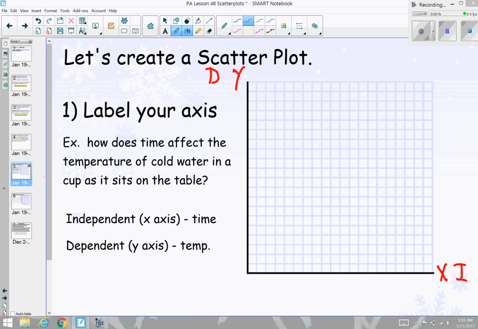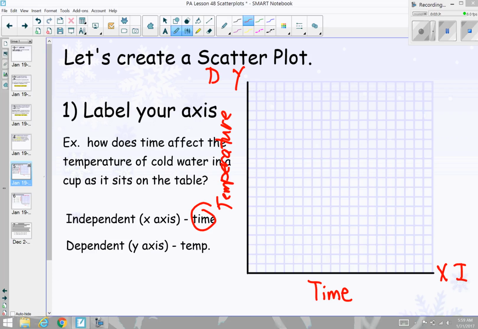Today we're going to be looking at how time affects the temperature of cold water in a cup as it sits on a table. So what are we going to look at then? Our independent axis will be our time. We are in control of how much time we leave that cup on the table. And our dependent axis, which is our y-axis, will be the result of that time that we leave it there. That will affect our temperature. So we're going to be measuring temperature over time for the cup of water.